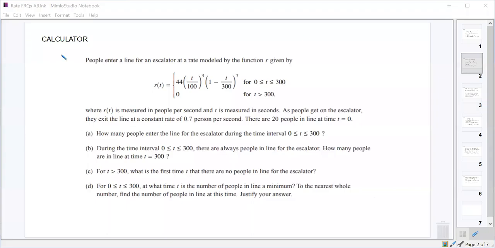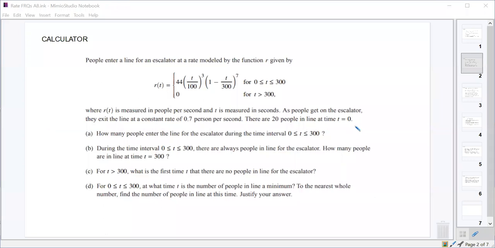So we've got a rate function for people entering a line for an escalator, given as 44 (t over 100) cubed times (1 minus t over 300) to the 7th for 0 to 300, and it's 0. Nobody gets in line after 300 seconds. So first thing it wants us to figure out is how many people enter the line for the escalator during the time period from 0 to 300.